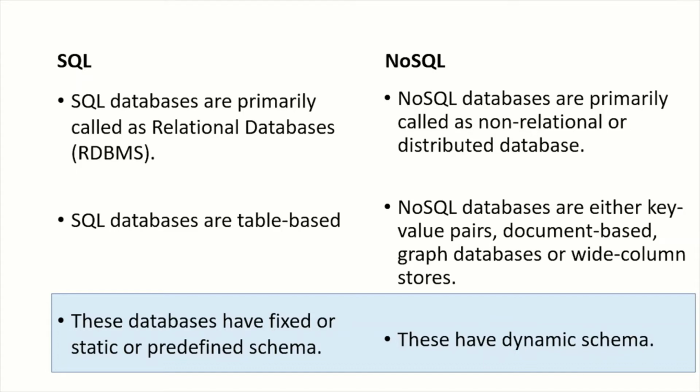And NoSQL has a dynamic schema. That means you don't need to have the same number or same type of fields for all the resources. It can be different, like the first resource can have 2 fields and the second resource can have 10 fields. So it will be dynamically changing based on the number of fields.